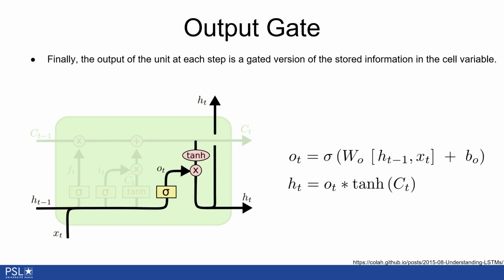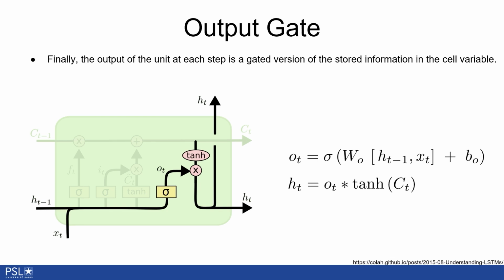Finally, at each time step, the LSTM output gate decides how much information from the cell variable is output to the hidden state. Similarly to the other two gates, the state of the output gate is determined by the previous hidden state ht-1, the current input vector xt, and by a dedicated weight matrix wo, which, like all other matrices, will be learned during training.